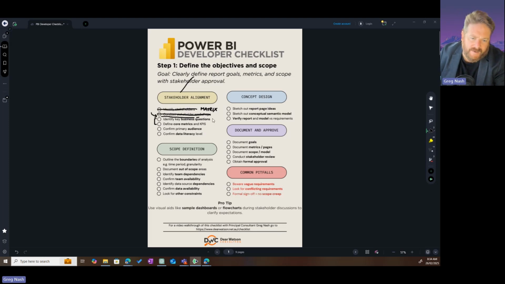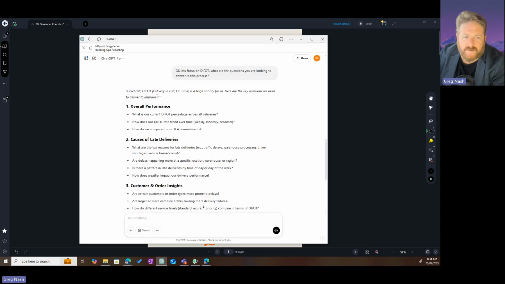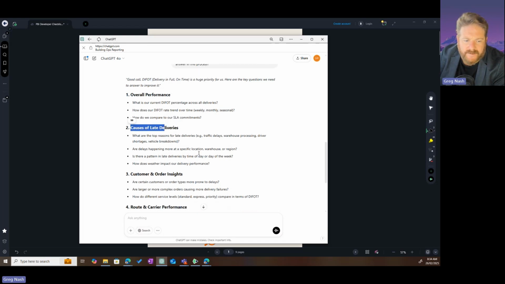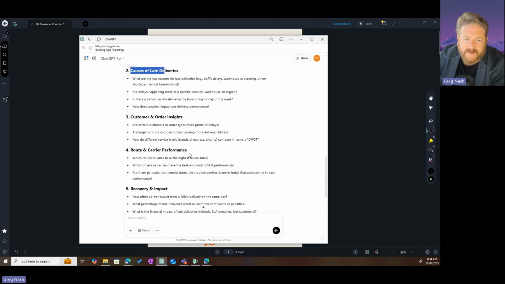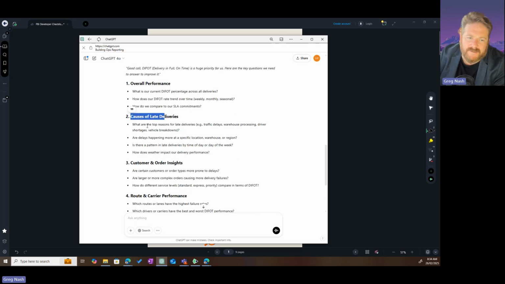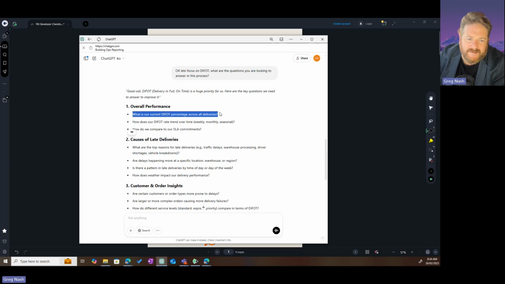And then from there, you probably will start to be able to identify questions. Okay, good call. DIFOT is a huge priority for us. Here are the key questions we need to answer. So we want to know about our overall performance, the cause of late deliveries, the customer orders and insights, the route carrier and performance. Very rarely would they actually give you questions like this.